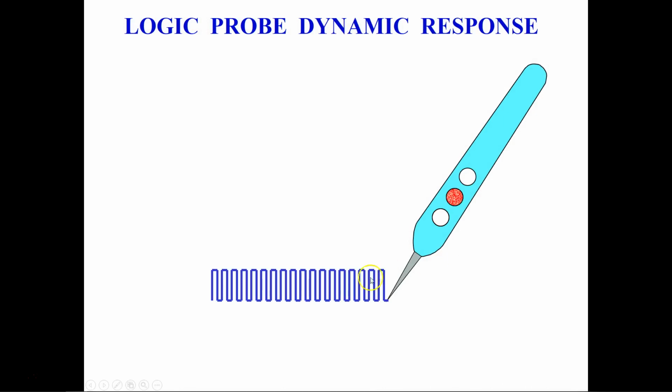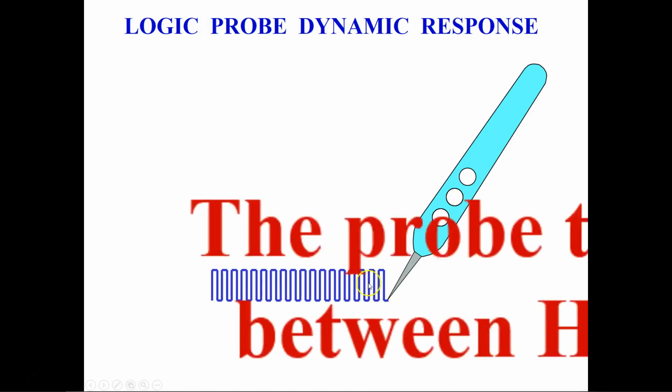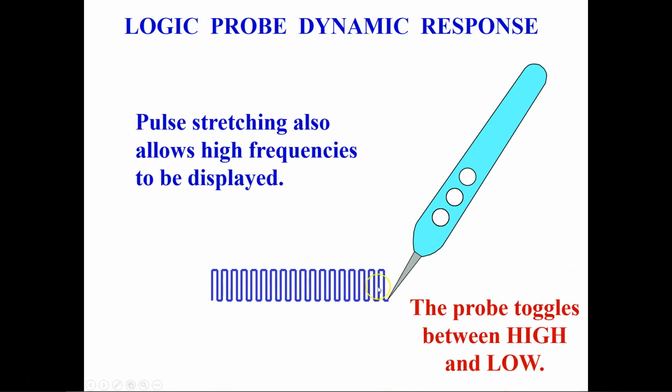Now again, this is a different kind of digital signal. You can see how consistent it is. The high and low signal frequency is very high. So if that happens, then again this is a toggle situation.